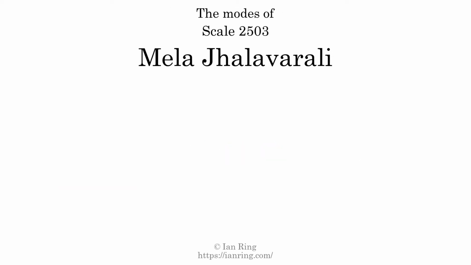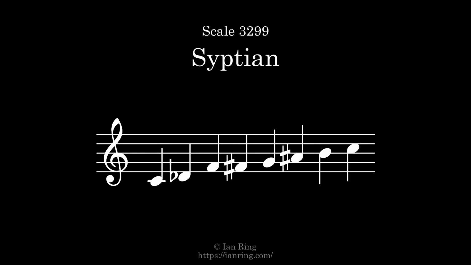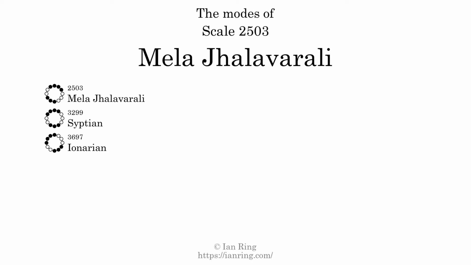This scale has 7 modes. The first mode is itself. The second mode is scale 3299, also known as Siption. It sounds like this. The third mode is scale 3697, also known as Ionarian. It sounds like this.